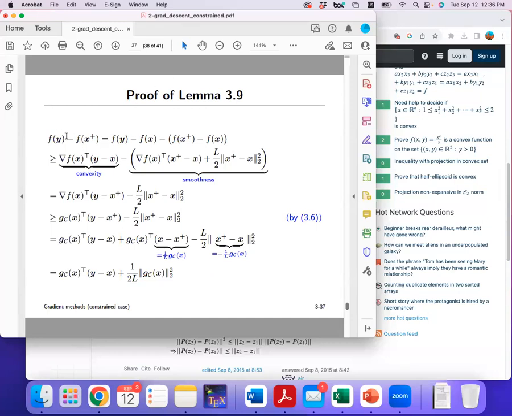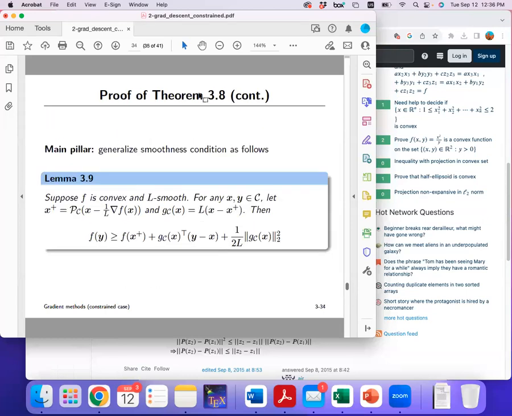So we start from f(y) minus f(x plus). This is the left-hand side of the inequality, if you move this term to the left-hand side.